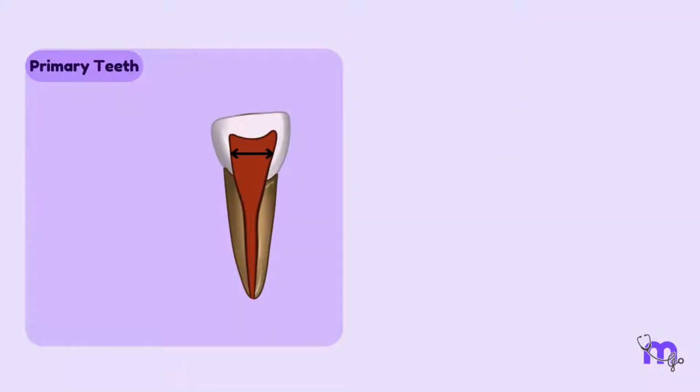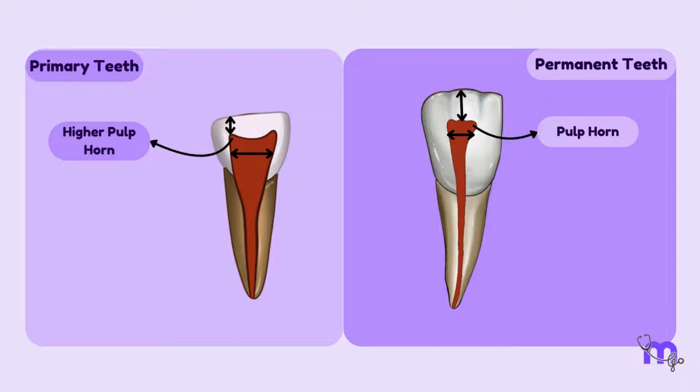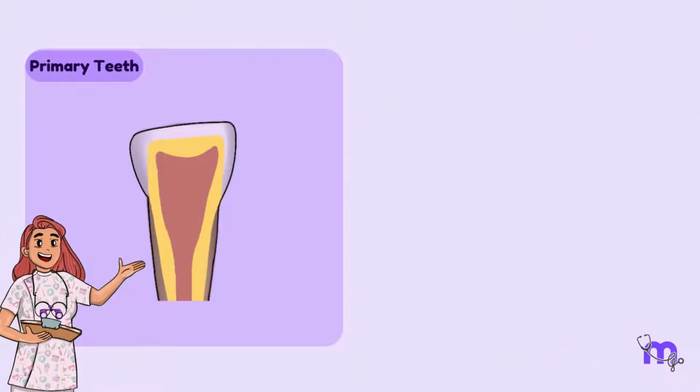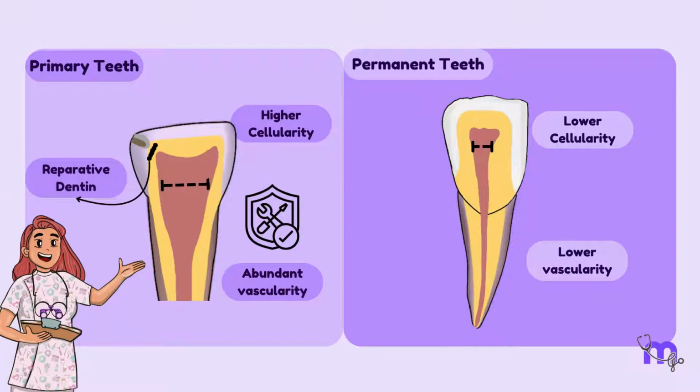First, she looked at the size of the pulp chamber of primary teeth, which was larger in relation to the crown and had higher pulp horns, which ran close to the outer surface. She figured that if the pulp chamber was larger, the cellularity and vascularity would be abundant, allowing the primary teeth to have a high potential for repair. This is not so in permanent teeth because of their lower vascularity and cellularity and low potential to repair. Therefore, the reparative dentin below the arrested caries in primary teeth is more extensive.